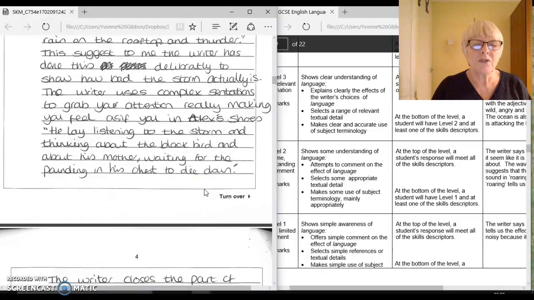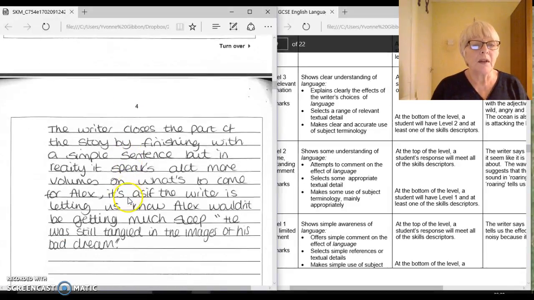Unfortunately, you're not answering the question, which was how does he use the language to describe the storm. This bit is not talking about the storm, it's talking about how you think Alex feels. And then again, this bit here, you said he uses a simple sentence, but it speaks a lot more volumes on what's to come for Alex. So again, it's about Alex, not how he's using the language to describe the storm. So you really do need to make sure that you're focusing on what the question's asking you. Highlight the key words if necessary and refer back to it at all times.